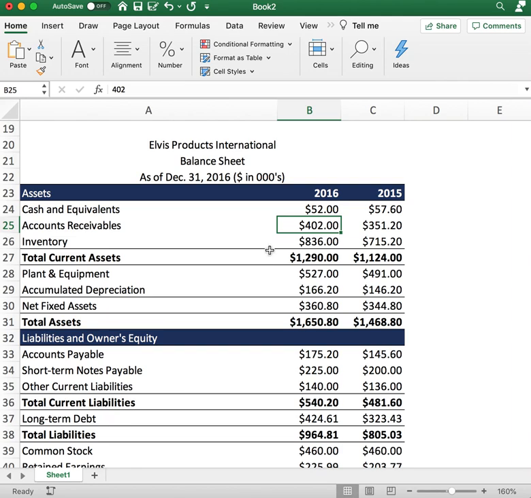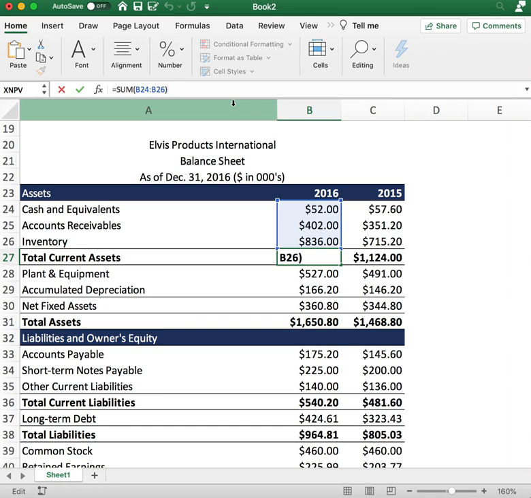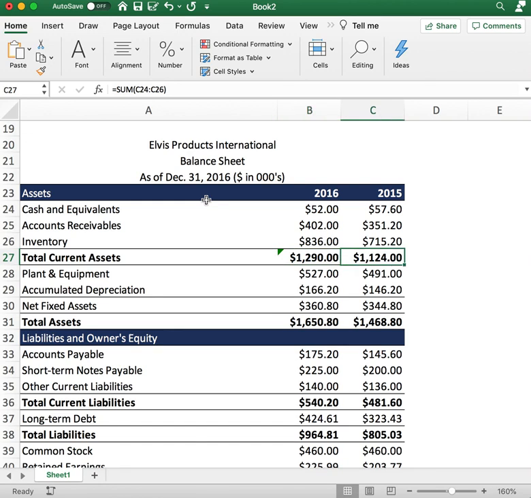Then we move on to accounts receivable. For accounts receivable, we have $402 versus $351 the previous year. As far as inventory goes, the company has $836 in 2016 and $715 in 2015. So we add up the total current assets, and that gives us $1,290 for the current year, and then $1,124 for the previous year.